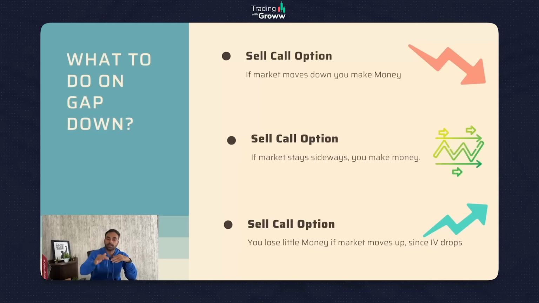Now, if the market stays in a sideways move, then your call option will tend to decay a lot faster, because the market is neither moving up nor moving down, and your spiked call option premium will slowly tend to decay.